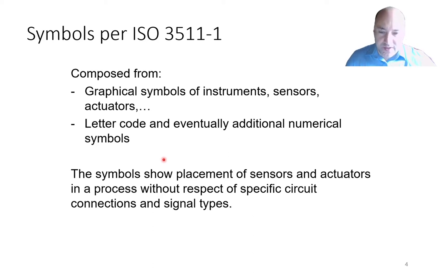In most cases, the symbols show the placement of our sensors and actuators without respect of a specific type of sensor and connection and signal types. So it will not tell us if this sensor has a voltage signal or a current signal or if it is a digital bus. But it will tell us that the signals in our circuit from the sensors have this name. We measure this variable. And then the actual type of signal, that's up to the electrical documentation. It will tell you that here you need a 2-wire signal, that at some other place you will need a 4-wire signal, and so on.